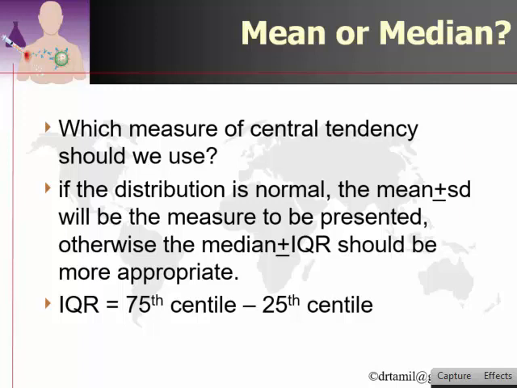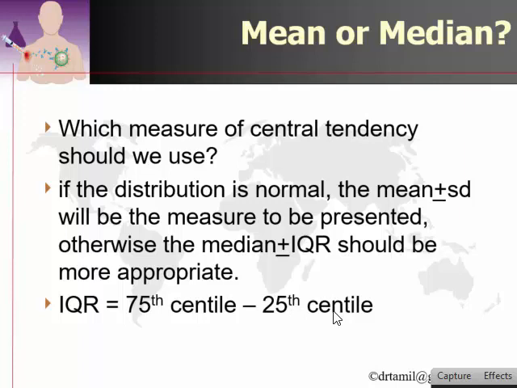So if your data is normal, you use the mean. And you use the mean plus minus the standard deviation. Okay, so which one to use? If your data is normal, you use the mean and standard deviation. If data is not normal, you use median plus minus intra-quartile range. Okay, so that is how you explain your data set. Okay, so IQR, how to get the intra-quartile range? It is the 75th centile minus the 25th centile.